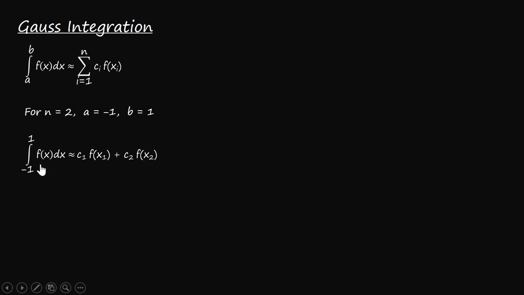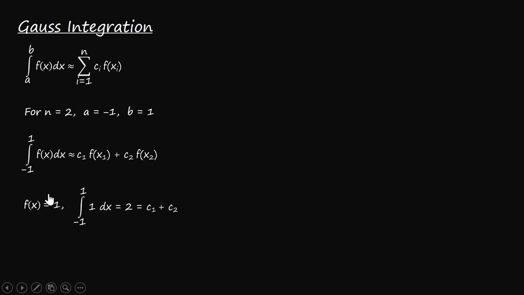So the integration of the function f of x from -1 to 1 for n equals 2 can be written as c1 f of x1 plus c2 f of x2. Now here we have four unknown numbers c1, c2, x1 and x2. We need four conditions to find the values of these numbers. So we will assume that this integral equation gives us accurate results for the functions f of x equals 1, x, x square and x cube.